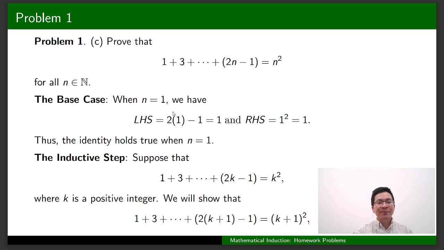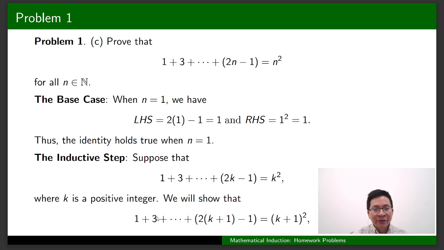When n is 1, the left-hand side is just 1 because you only have the first odd positive integer. And the right-hand side is n squared, which is also 1. Okay, so the identity holds true when n is equal to 1. And then in the inductive step, we assume that 1 plus 3 plus so on plus 2k minus 1 is equal to k squared, where k is a positive integer, which means that this is true when n is equal to k, right? So we replace n by k.